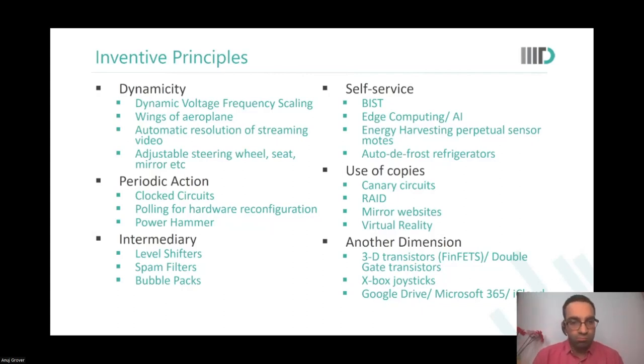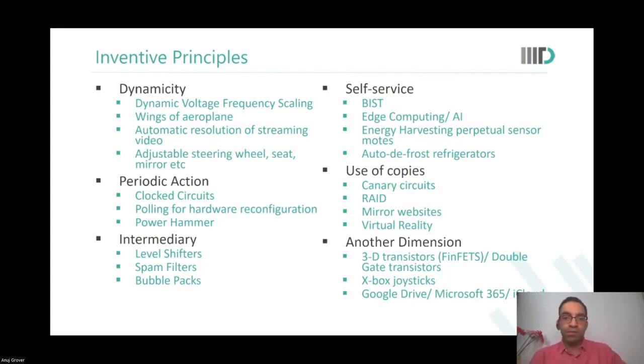Periodic action, power hammer. So very light in nature, but still hits nails, or drives nails into very hard surfaces also. Intermediaries: bubble packs, packing materials that we use, they are intermediaries so that your product does not get the shock. Self-service: edge computing, intelligent systems, perpetual modes, sensor modes, auto defrost refrigerators. So if you do not remember or know about any of these technologies, please do ask.